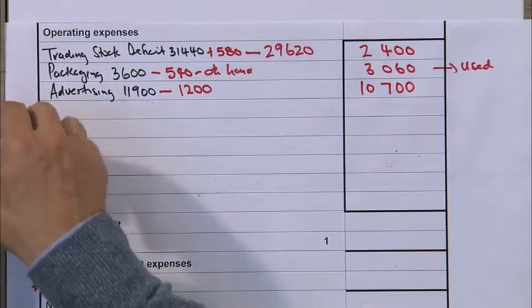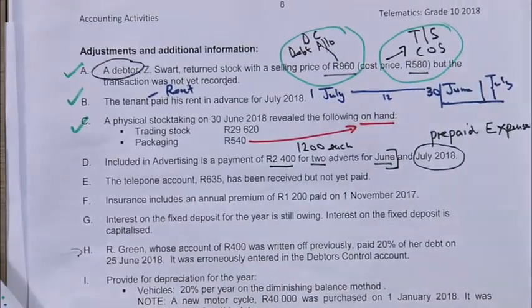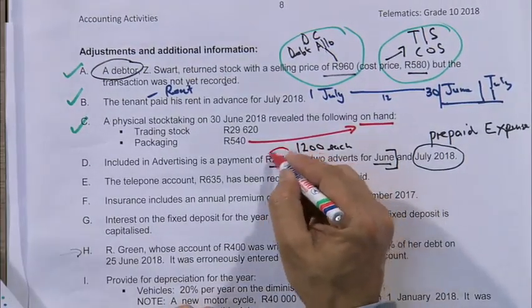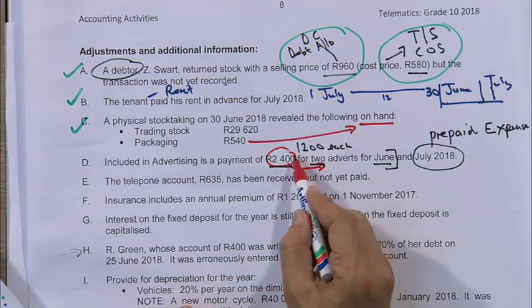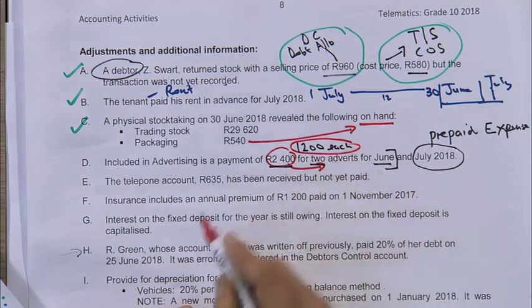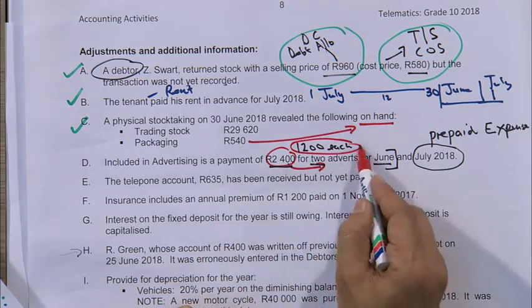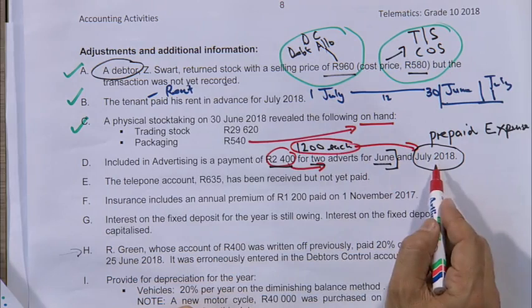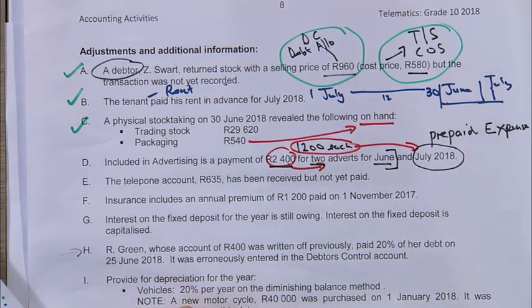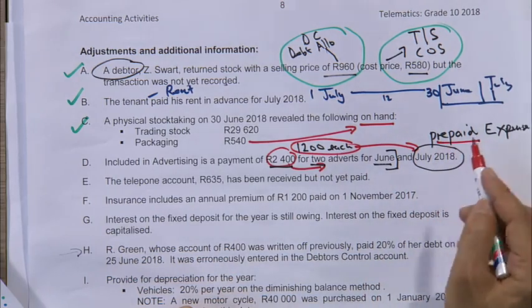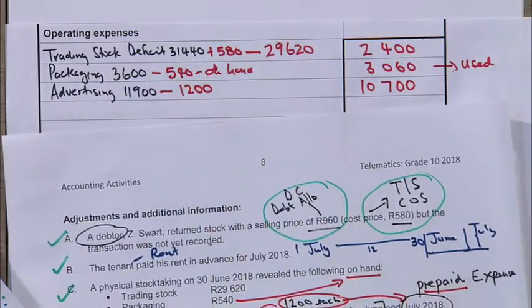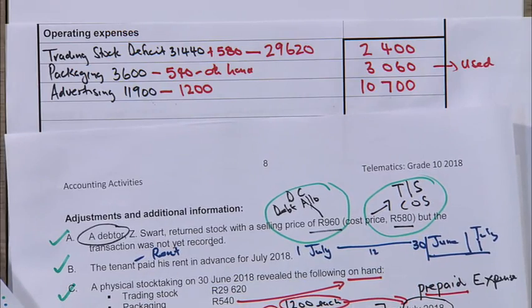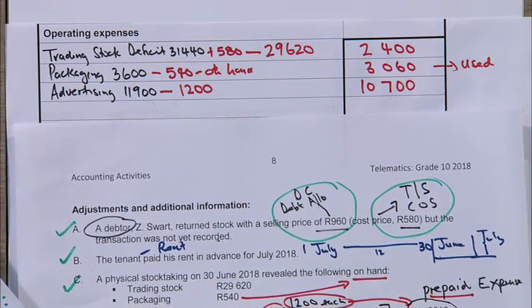Let's just go over that one again, just so you can identify where the 1,200 comes from. It was 2,400 for 2 ads. So one advert is 1,200, and that one that doesn't belong to this financial year, it's paid for the next financial year. That one is prepaid. That is why you have to minus the 1,200 from the advertising. Okay, that's not so bad. Let's have a look at adjustment E.